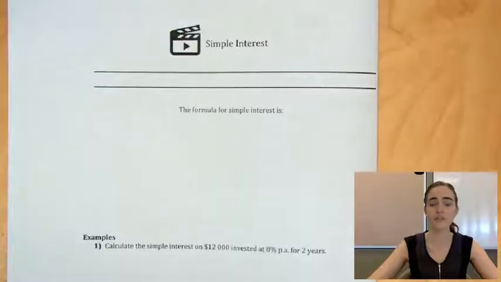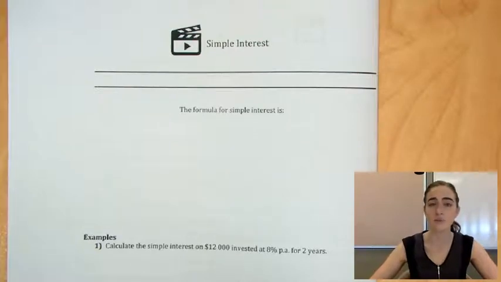In this video, I want to have a look at simple interest. So simple interest is when interest is calculated on the initial amount of money that you invested in a bank account, or it might be the initial amount of money that you took out in a loan. But it's always based on that initial amount, and that amount is called the principal.